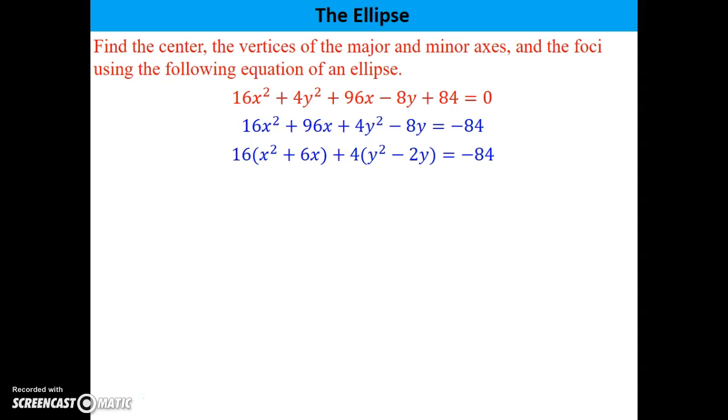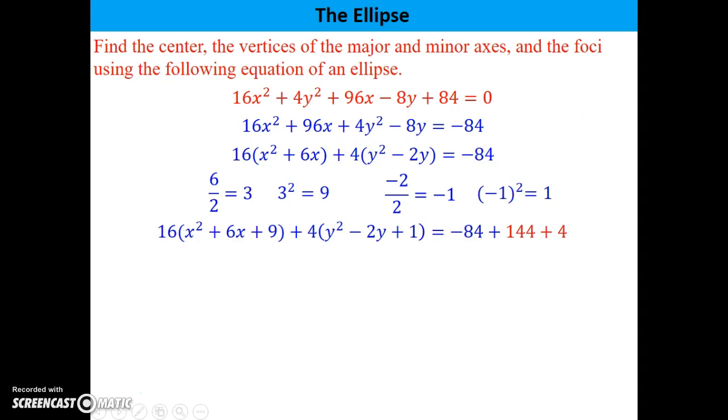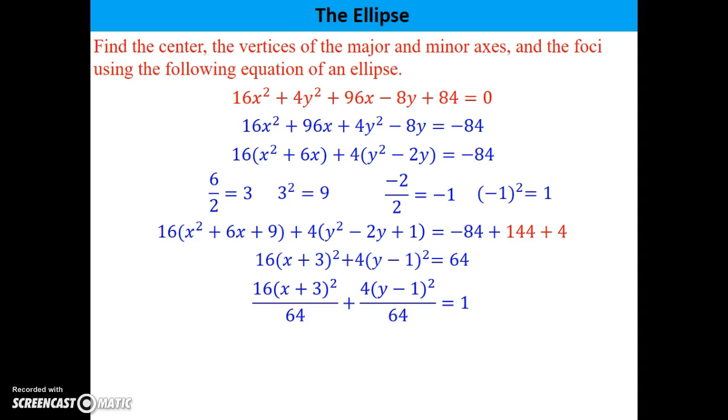When we actually complete the square on these two, we have to be very careful about what we're adding to both sides. So we're going to take half of 6 and square it and add that, and then we're going to take half of -2 and square it and add that. But we need to make sure that we understand we are adding 16 times 9 and 4 times 1. So we need to make sure that we're adding the right things to both sides. So now we have x plus 3 and y minus 1, and then we're going to divide through by 64.